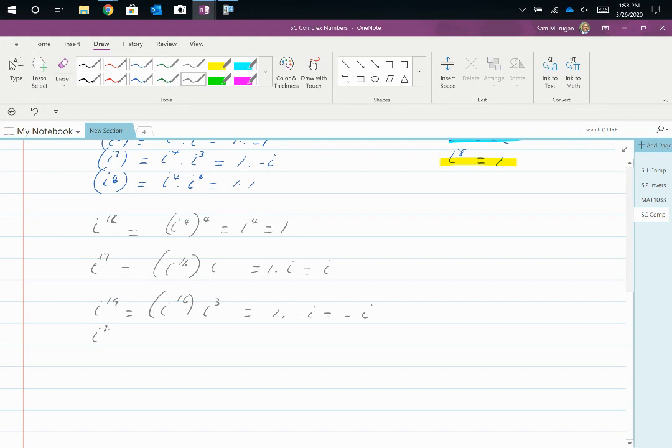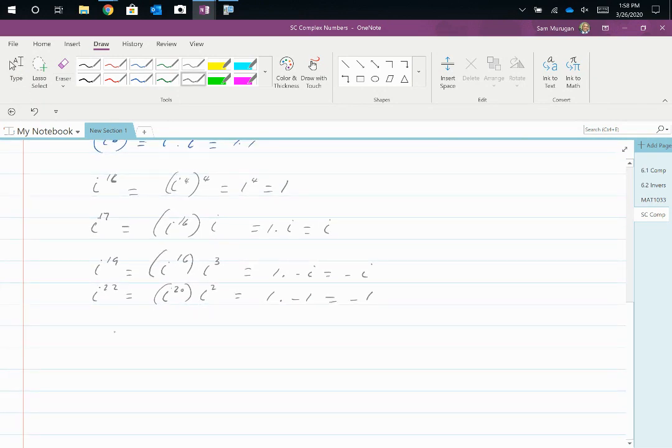i to the 22nd power is i to the 20th power, because 20 is exactly divisible by 4, times i squared, which is 1 times negative 1. i squared is negative 1. So this is negative 1. i to the 65th power is i to the 64th power times i, which is 1 times i, or i.